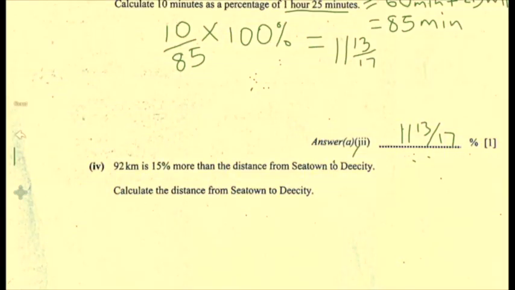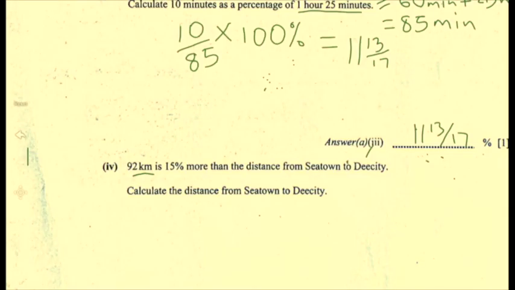Right. Then you can look at the next part, which is: 92 kilometers is 15% more than the distance from C town to D city. Calculate the distance from C town to D city. So you are given that this distance 92 is 15% more. So therefore you can say 92 kilometers is equivalent to 115%. So that 92 kilometers is 15% more than the distance you want to calculate.